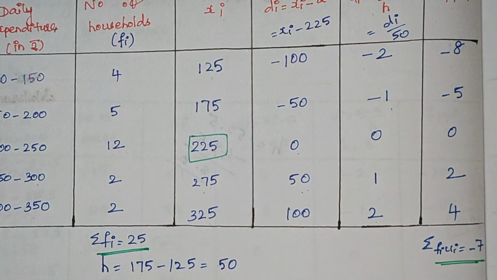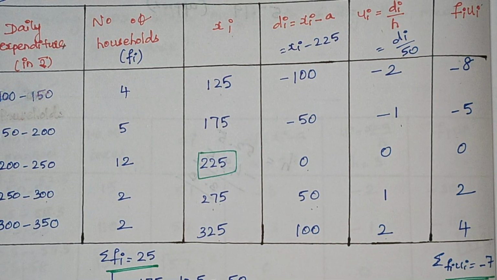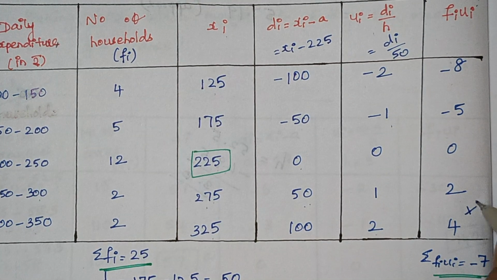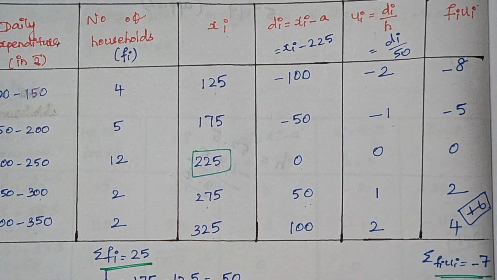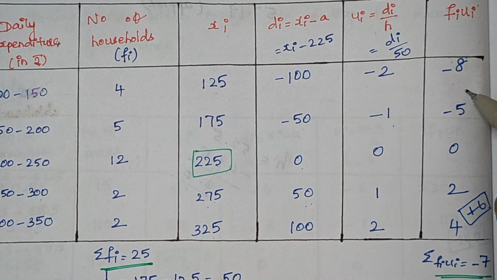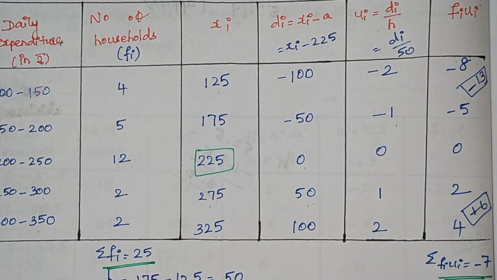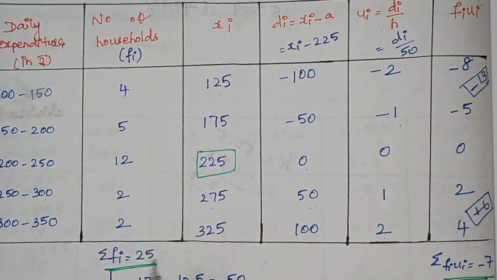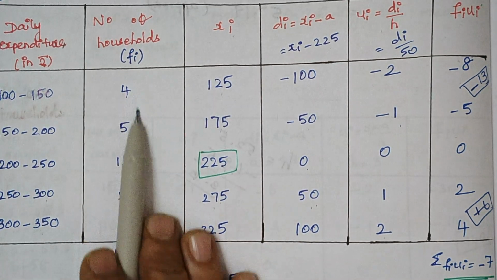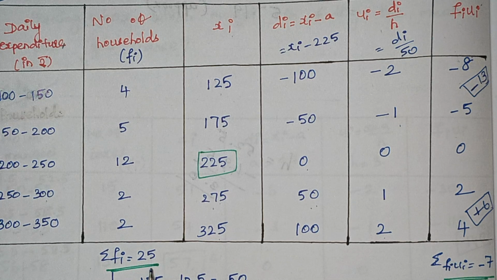So here I believe you people know how to add, right? So here 4 plus 2 gives you plus 6, and what about 8 plus 5? This gives you minus 13. Right, minus 13 plus 6 gives you the answer minus 7. So here summation of fi, when you add all these terms, the answer is 25.